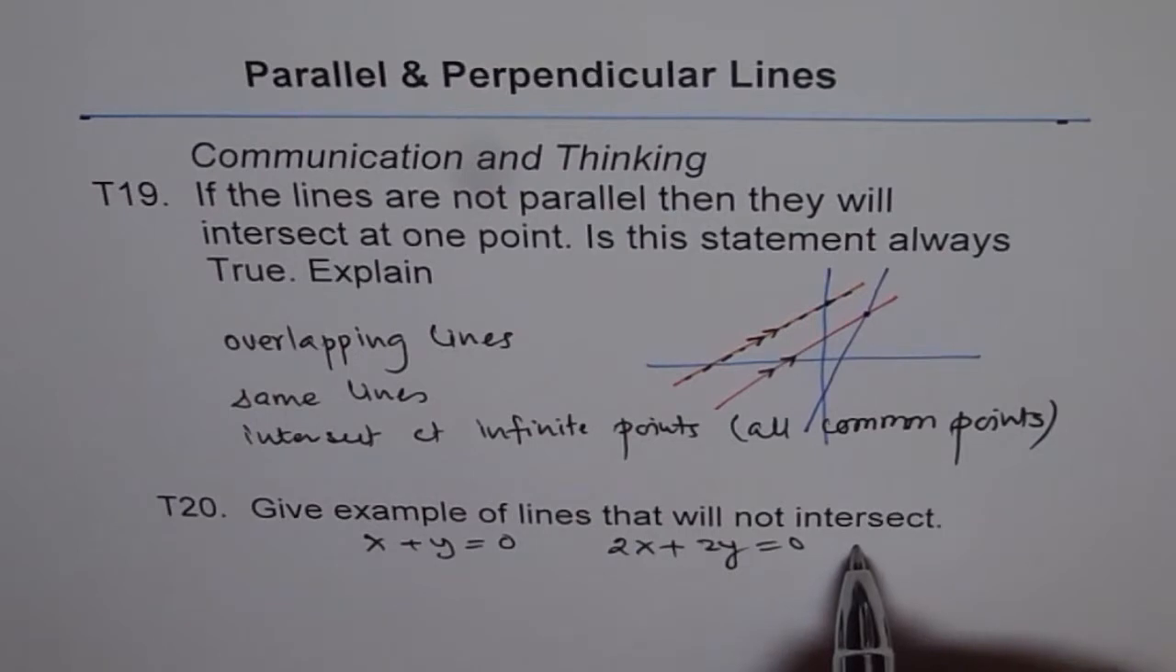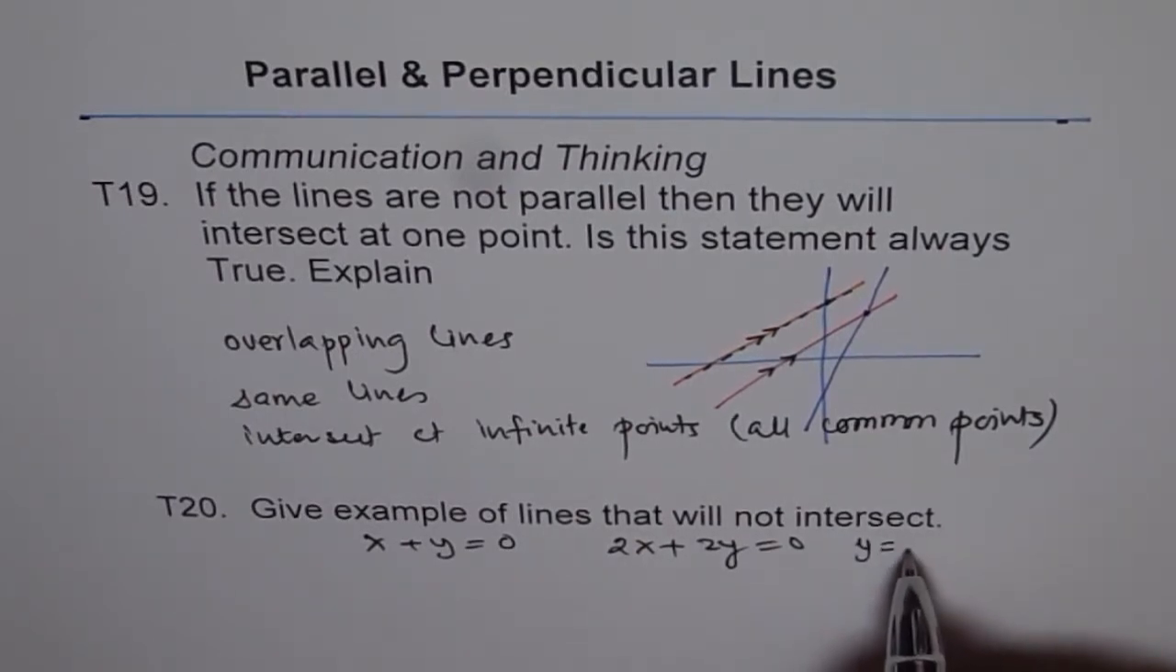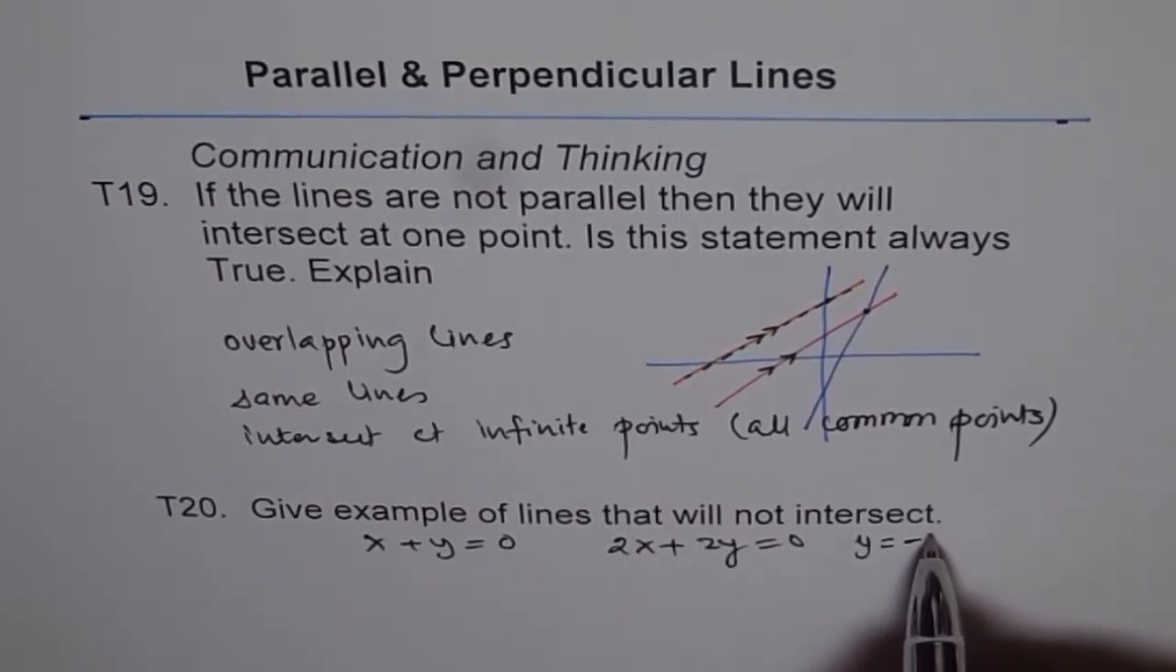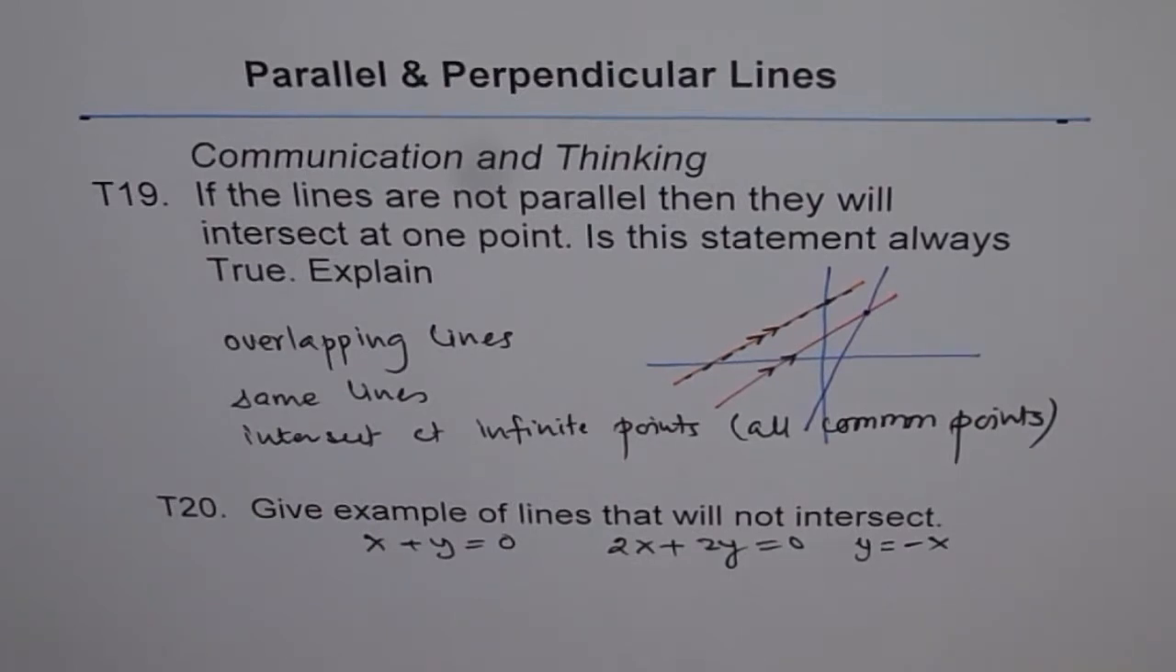And if you want to make it more complicated, you can write it in a different form. You can write this as y equals minus x, for example, right? So these lines are exactly the same lines. They represent the same line in different forms. They are all equivalent lines, correct? And they intersect at all the points.